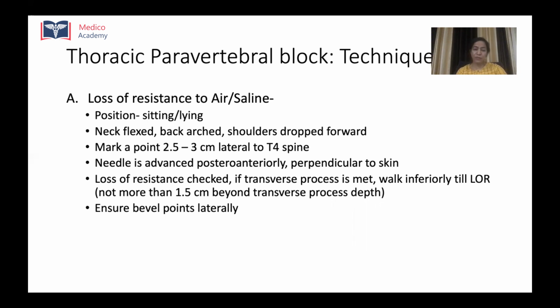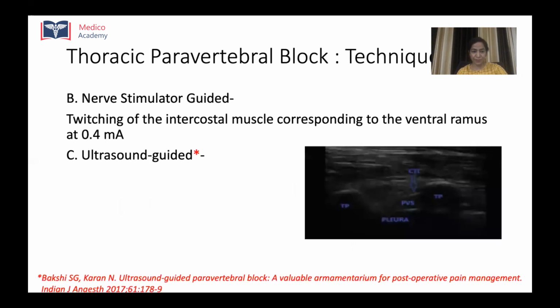Then after that, we have to mark a point which is about 2.5 centimeters to 3 centimeters lateral to the T4 spine. The needle is advanced posterior-anteriorly, perpendicular to the skin. Loss of resistance is checked, and if we encounter the transverse process on the way, then we have to walk inferiorly till the loss of resistance is obtained. So it should not go beyond 1.5 centimeters from the level of the transverse process depth. Also, at all times, you have to ensure that the bevel points laterally so as to not injure the pleura.